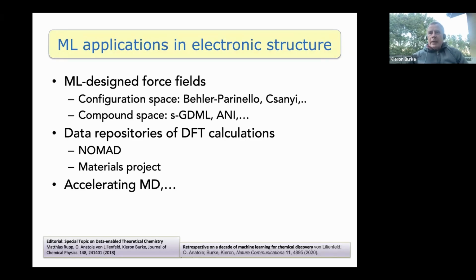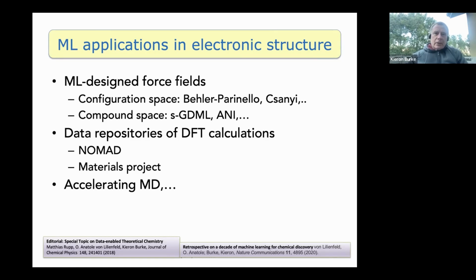One of the big impacts that's really coming online about now is machine learning to design force fields. If you're running DFT calculations, usually 500 or 1,000 atoms starts becoming very expensive. But if you're running classical MD, you can do 10 million atoms without too much effort.